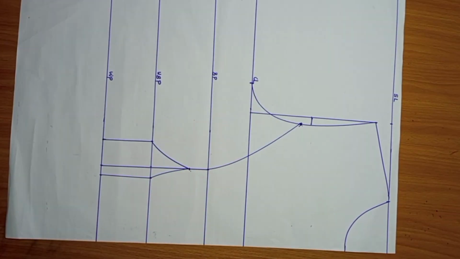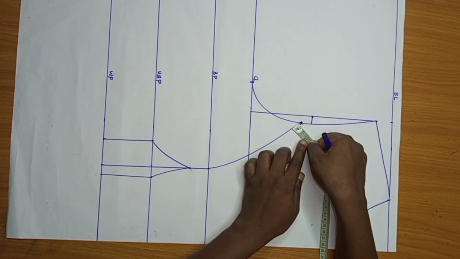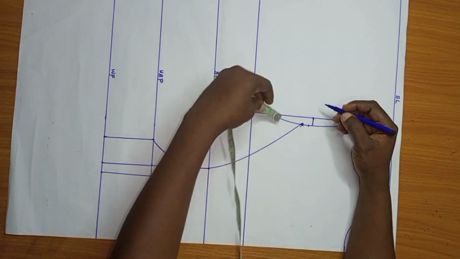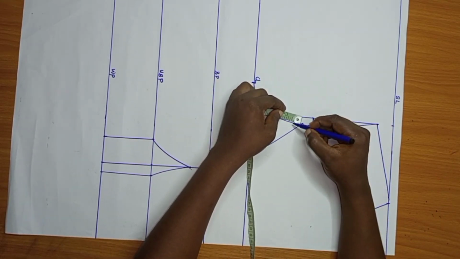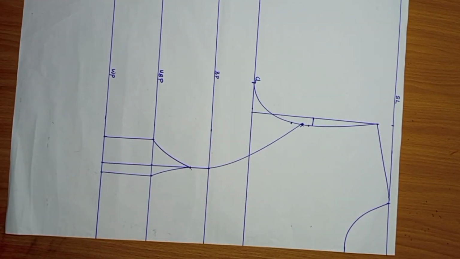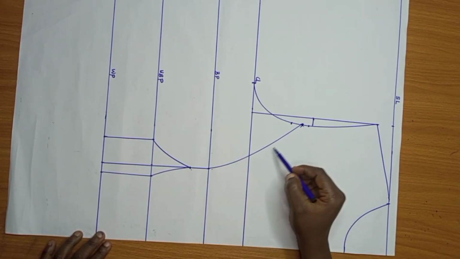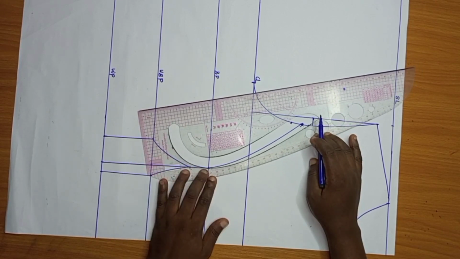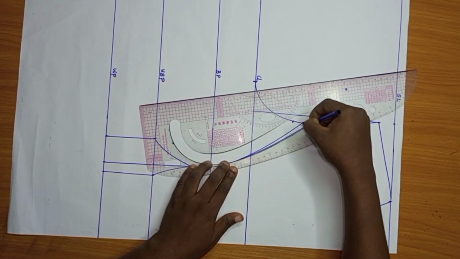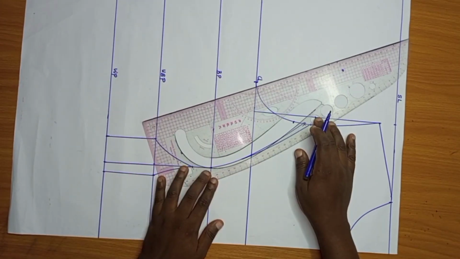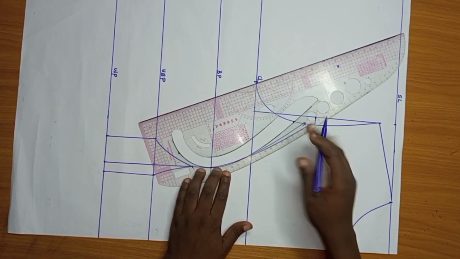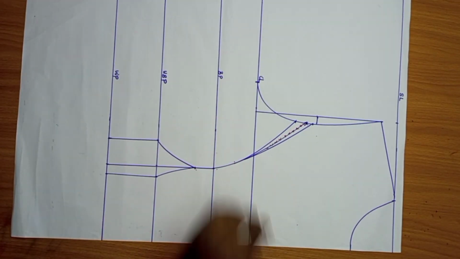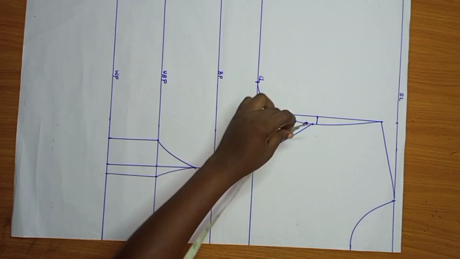Now the next thing I'm going to do is to take half inch on one side of that at my armhole area, then half inch on the other side. Now the next thing I'm going to do is to connect it this way. So just watch what I'm doing closely. Now after I'm done connecting it this way, that middle line is no longer necessary. It's no longer important.